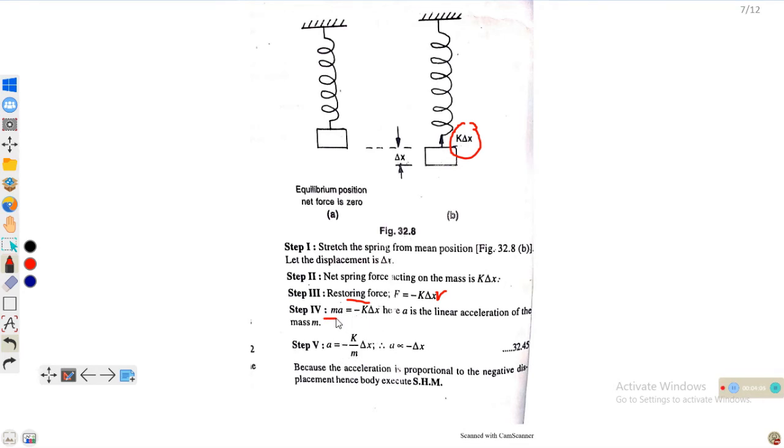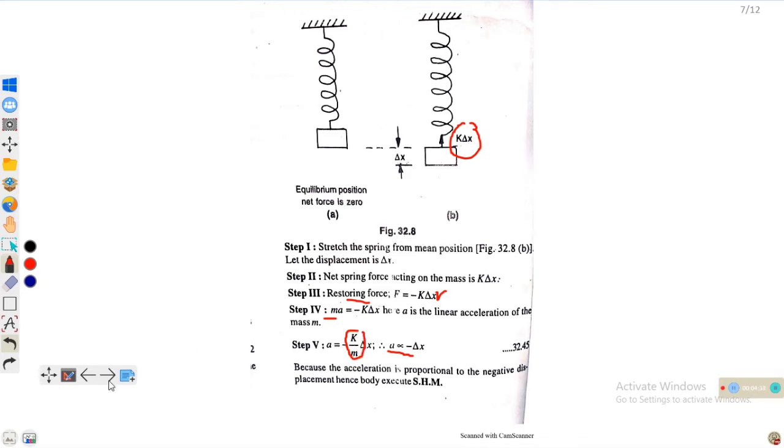If we find the acceleration, it is equal to minus k over m into delta x. Note that we have ignored gravity in the vertical case, because our spring is massless, so we have not taken the gravitational force into account. If we compare this equation with the general equation of simple harmonic motion, acceleration equals minus omega square x, so this is omega square.